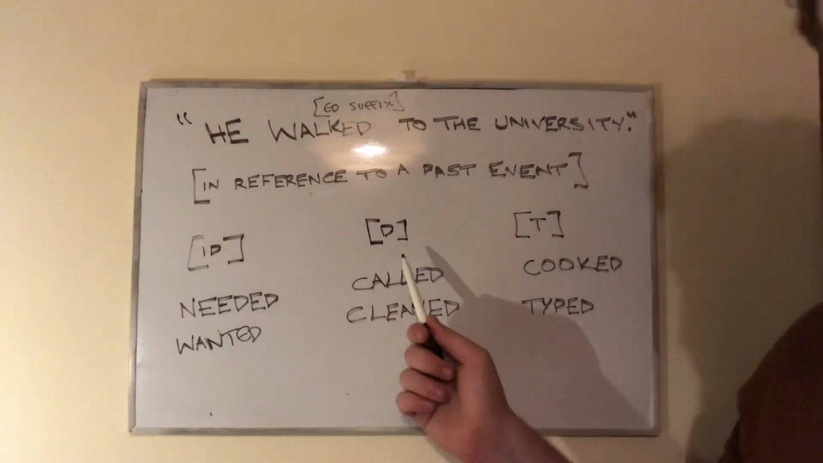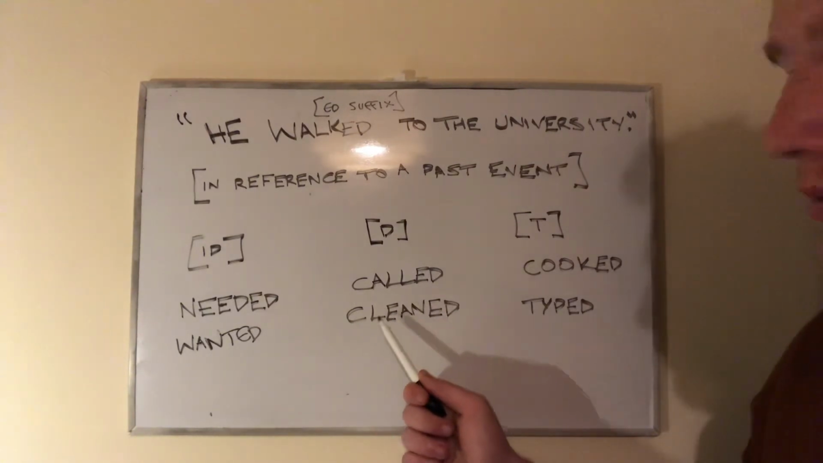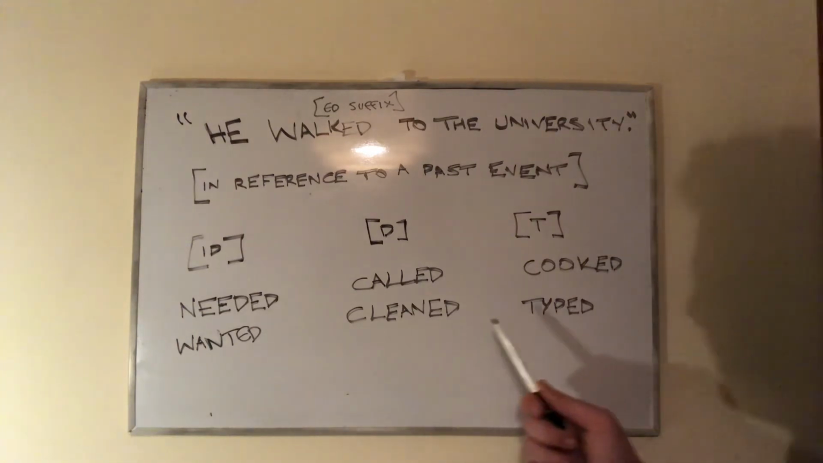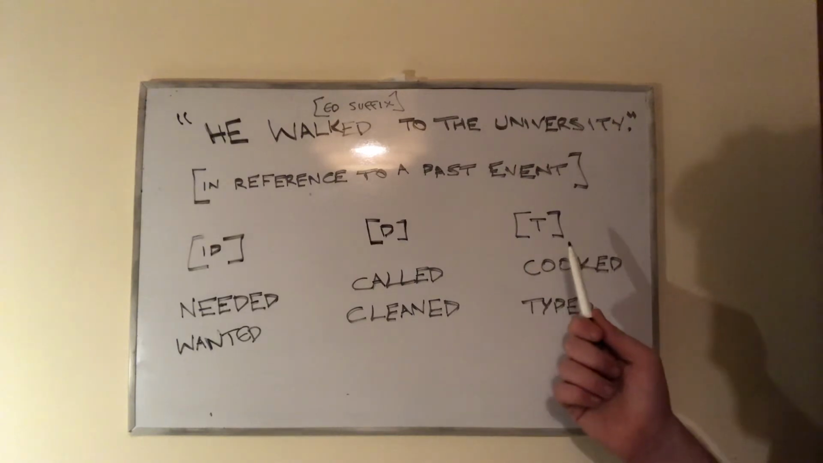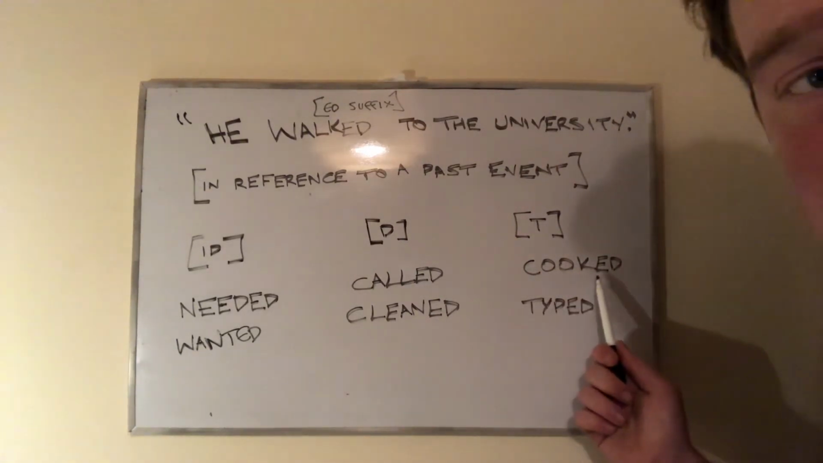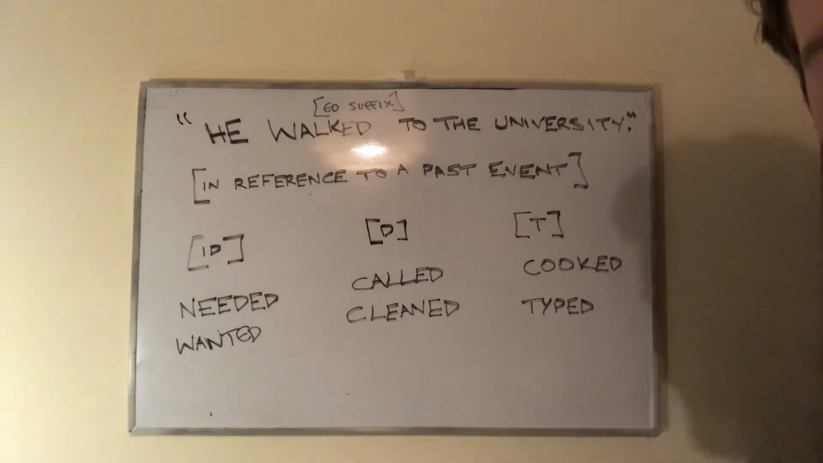There's also the "d" sound. "Called", called. "Cleaned", cleaned. And lastly, this is the one that catches a lot of students out, the "t" sound. It's a "t" sound. Here we have "cooked", cooked, or "typed", typed. And there are many other examples.